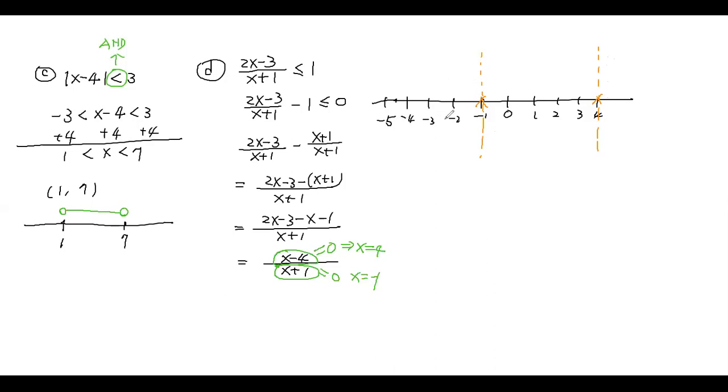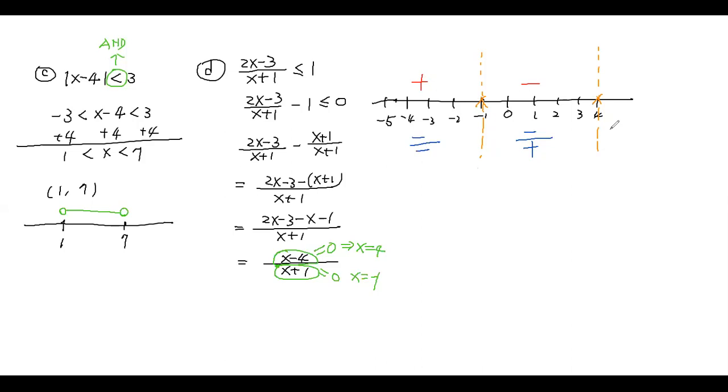Now choose anything in the first zone. I choose -3. If you choose -3, then -3 minus 4 is negative, and -3 plus 1 is negative. So this is negative over negative, which gives a positive. Now you choose anything in the next zone. This is a fraction, so I choose 1. 1 minus 4 is negative. 1 plus 1 is positive. So negative over positive, you get a negative. Okay, now let's take a look.